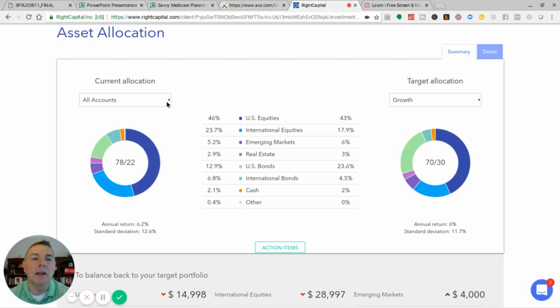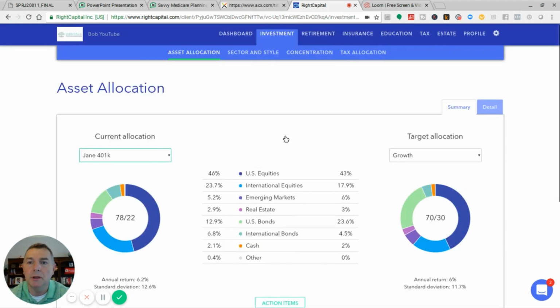All right. Here we're just saying all accounts. We're combining Bob and Jane's accounts. You could look at Bob. This is going to be the exact same thing because they're the exact same holdings. But let's just say Bob is conservative and Jane's aggressive. Jane's account looks different than Bob's. It's kind of interesting to do that. You can do that for sure.